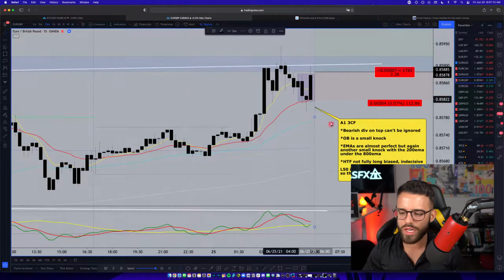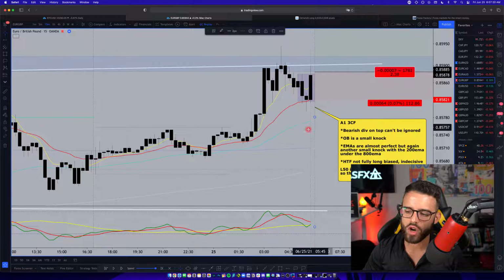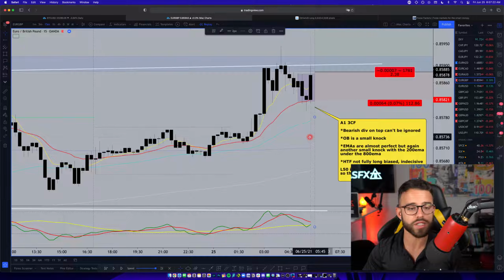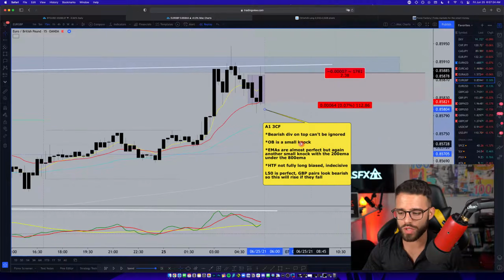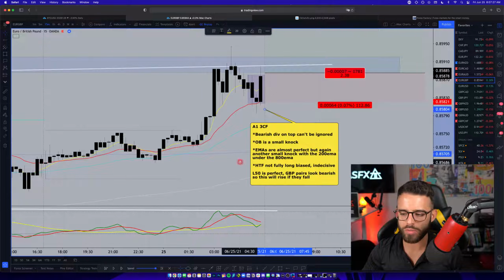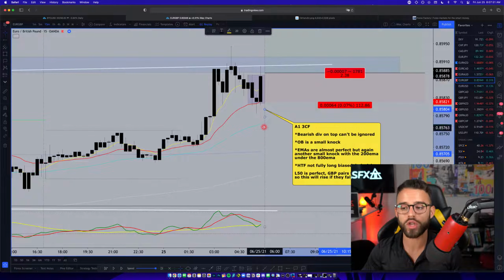At the time of the entry, the only EMA that could be better is the 200 EMA down here could be above the dark blue 800, but it's not. So what I wrote in my notes, as you can see, is the EMAs are almost perfect, but again, a small knock with the 200 EMA under the 800 EMA. So it could be better.